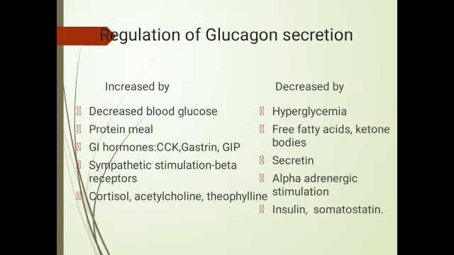How is glucagon secretion regulated? Glucagon secretion is increased by decreased blood glucose, protein meal, cholecystokinin, gastrin and gastric inhibitory peptide, sympathetic stimulation via beta receptors, and hormones like cortisol, acetylcholine and theophylline. Whereas glucagon secretion is decreased by hyperglycemia, free fatty acids and ketone bodies, secretin, alpha adrenergic stimulation, and hormones like insulin and somatostatin.